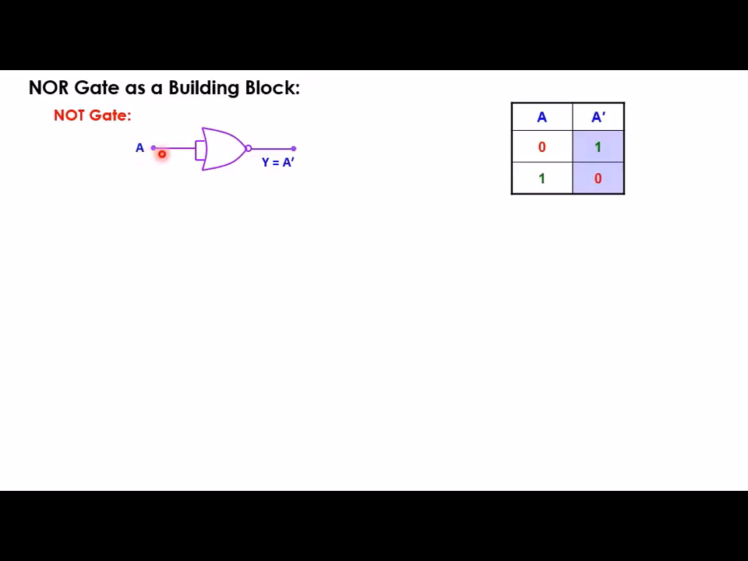Now let us discuss how the NOR gate can be treated as a building block, or as a universal gate. For that we have to derive all other gates from the NOR gate. First let us try the NOT gate. To realize a NOT gate from the NOR gate, what we have to do is take a NOR gate, join both the inputs together and give an input A. Now you know that for an OR gate, if both the inputs are the same, then the output will also be the same.